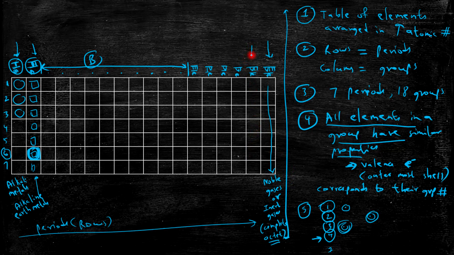This group 7A is the group called halogens. That's where you have fluorine. I'm sorry, not from there.